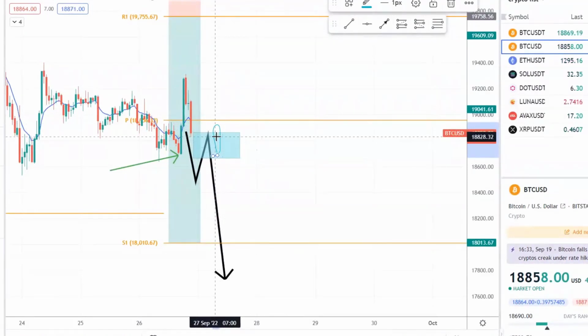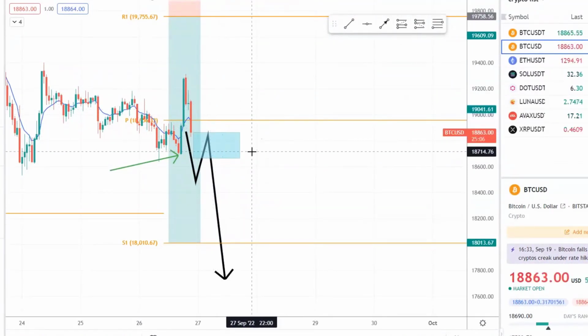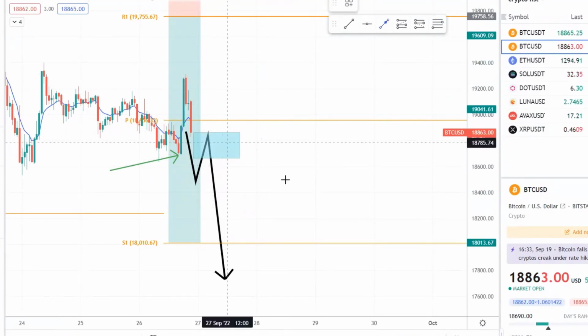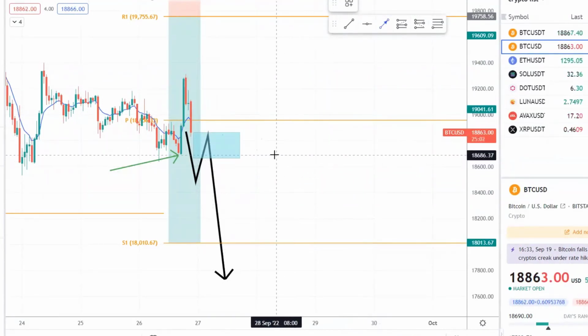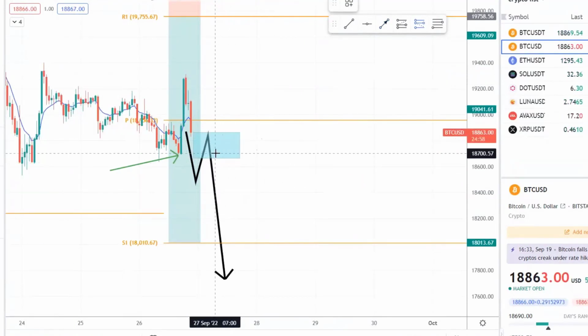But I would want a massive wick coming out somewhere around here. So that's what I'd be looking for right now. That's what I'm looking for at this point in time. Now, what would we be doing? As soon as that candlestick closes, it's probably going to look something like this.